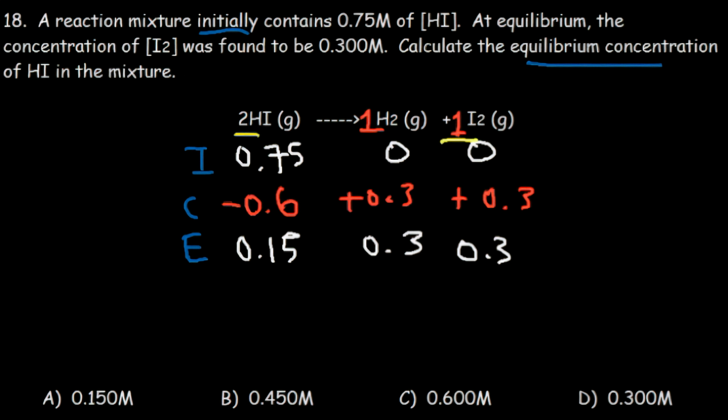And for this problem, we don't need Kc. We could find Kc if we want to, using these three values, but the question only wanted the equilibrium concentration of HI in the mixture, and that's 0.15. So A is the right answer for this problem.